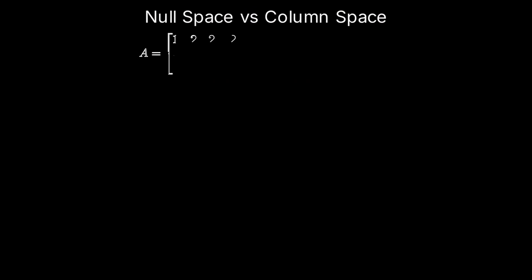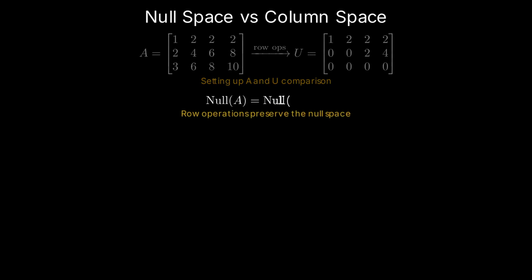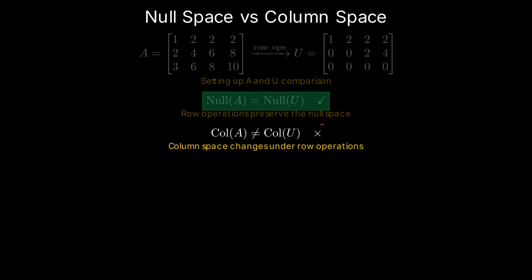One important subtlety. Elimination preserves the null space, but it changes the column space. The columns of U are not the same as the columns of A. So for null space questions, you can use U freely. AX equals 0 and UX equals 0 have identical solution sets. But for column space questions, you must go back to the original matrix A.